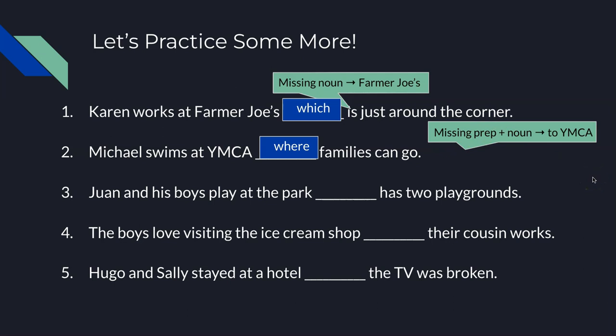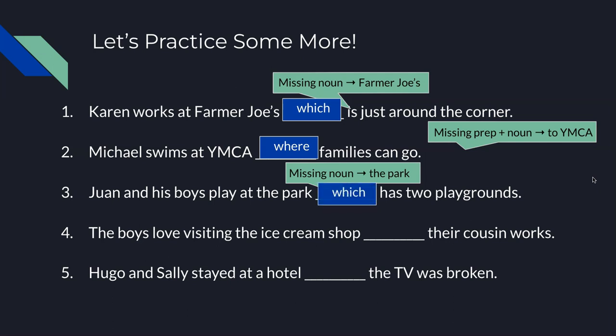Look at number 3. Juan and his boys play at the park. Has 2 playgrounds. What is missing in this sentence? The noun is missing, the park. So if we connect these 2 clauses, that means that we need to use the relative pronoun which.